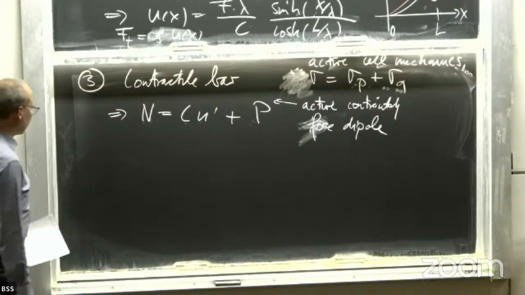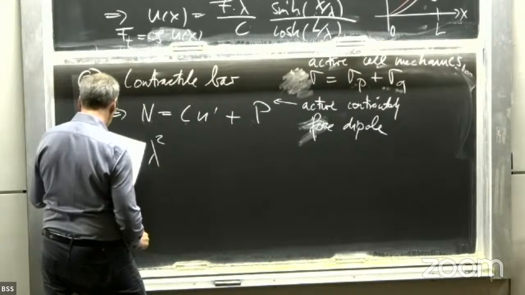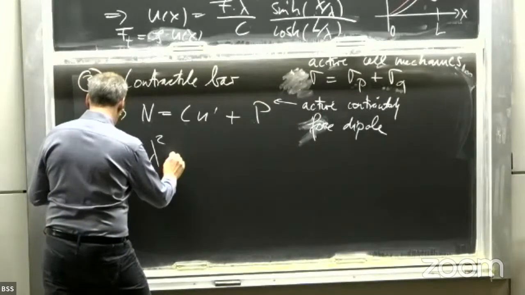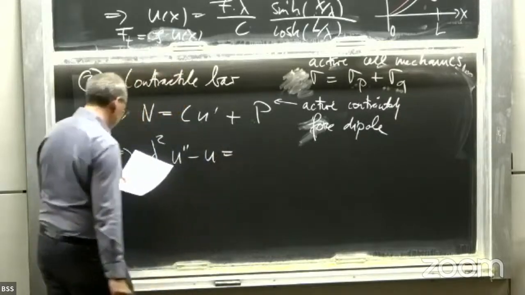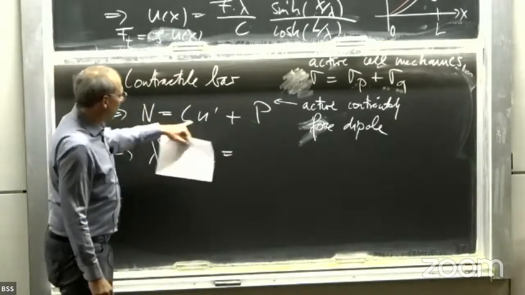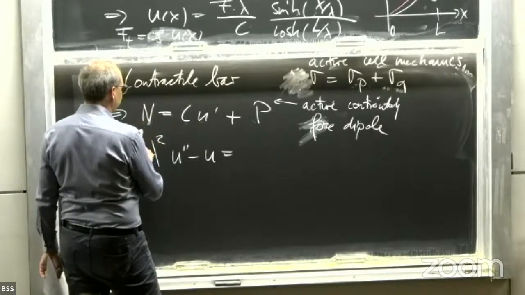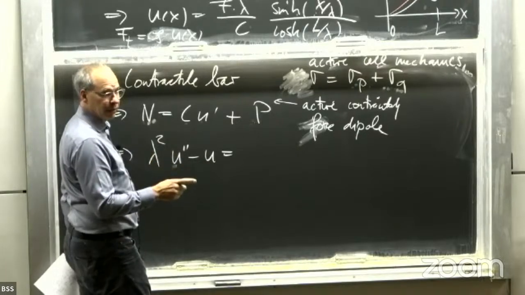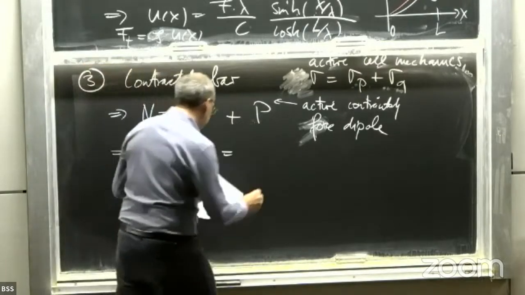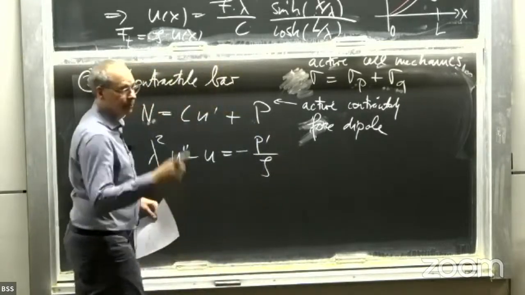Okay, so now our equation looks like this. We have lambda squared times the second derivative minus the first derivative. This is like before. And now we have a new element in the system. But the trick is that if you go from the equation for n to the equation for u, you have to do one derivative. Okay, so one sec. On the right-hand side, I now have actually p dash divided by rho.